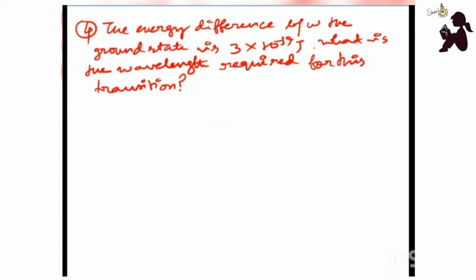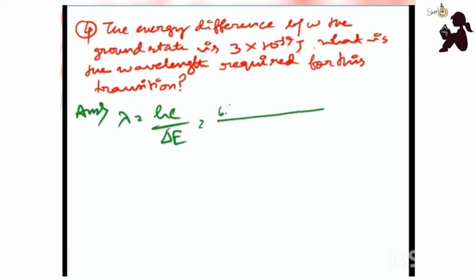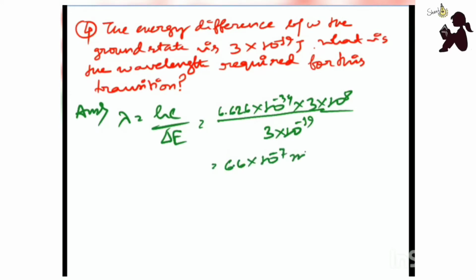So we know the formula, that is hc by delta E, because we have just solved the equation previously. If we put their values here, we will get 6.626 into 10 to the power minus 34, into 3 into 10 to the power 8, by the value of energy, that is 3 into 10 to the power minus 19 joule. So what will be the answer if we calculate? That is 6.6 into 10 to the power minus 7 meter. So our fourth question is done.